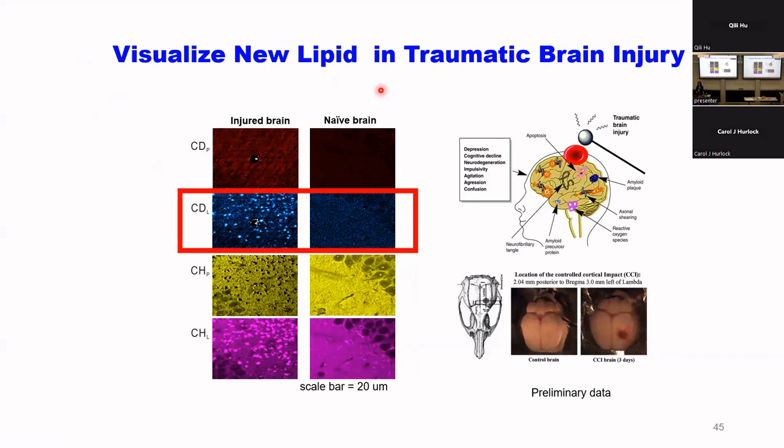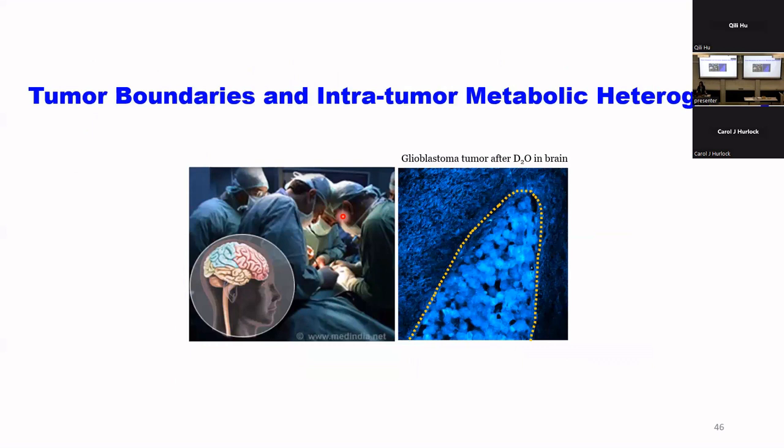So that's how we can utilize this imaging platform to see new lipid synthesis in traumatic brain injury. When the brain is injured, the brain cells carry out healing processes. These glia cells in the brain are synthesizing new lipids, a lot of new lipids. In the naive brain, which is not injured, we don't observe that kind of newly synthesized protein or lipids at all.